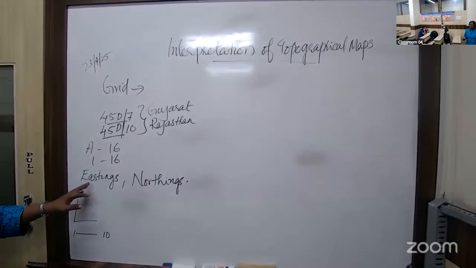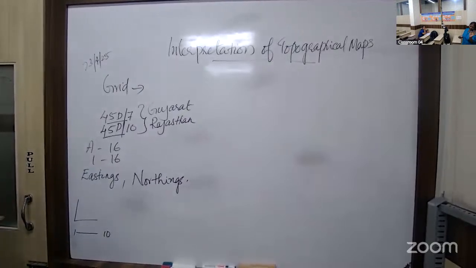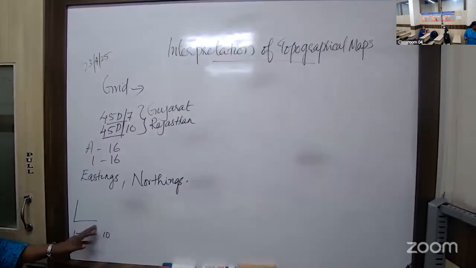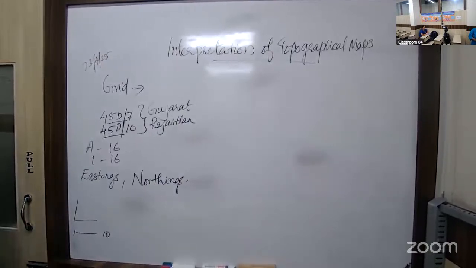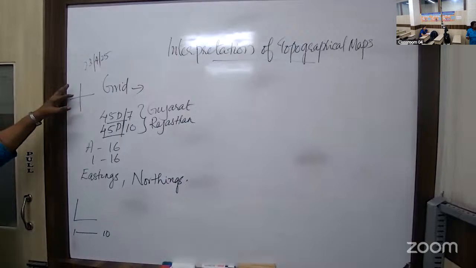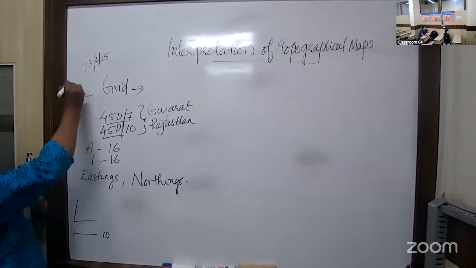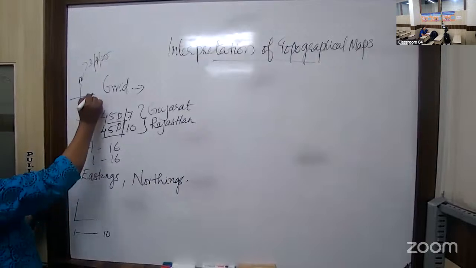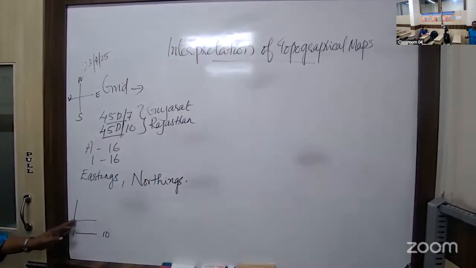So what are the things? Eastings and northings. What is eastings? The lines which are running eastward. Okay. So always remember it this way. The lines which are vertical are called northings. It is the same thing as when we used to take the location north, south, east, west. The top part going is north, this one is south. So these lines are called eastings and these lines are called northings.